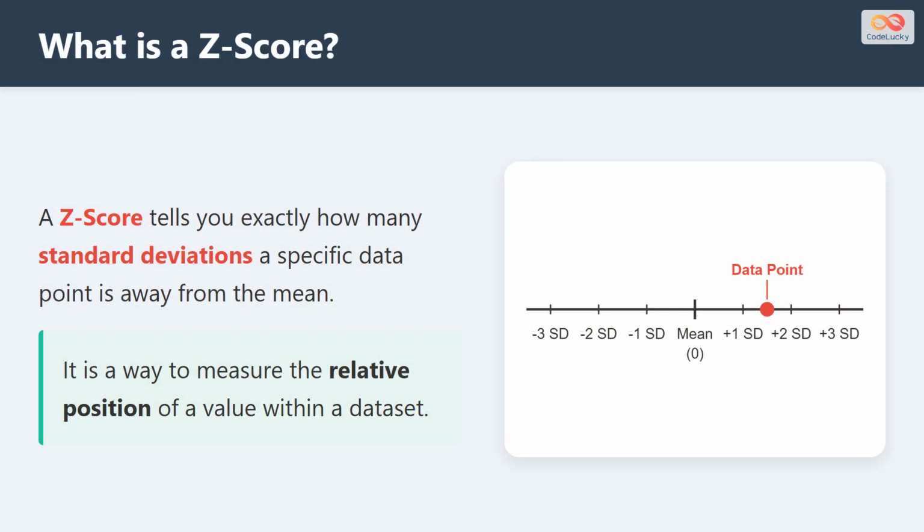So, what exactly is a z-score? Simply put, a z-score tells you how far a specific data point is from the mean, measured in units of standard deviation. It acts as a ruler for the relative position of a value. Instead of measuring in inches or centimeters, we measure distance in terms of the distribution's spread.